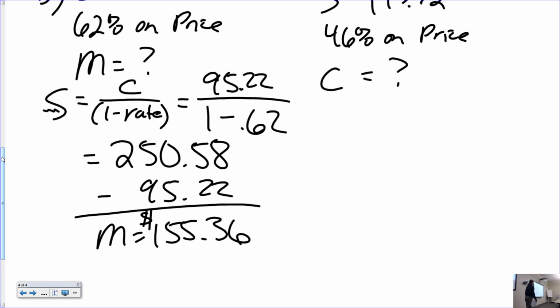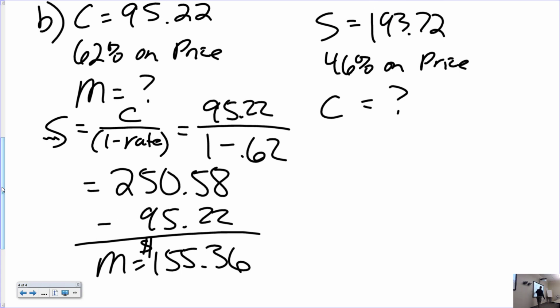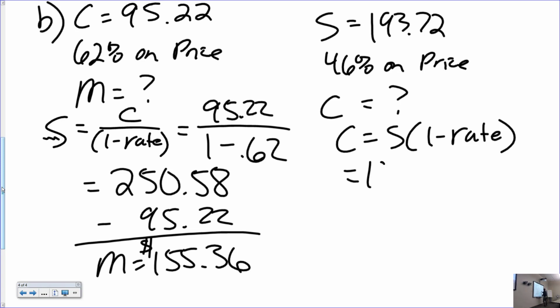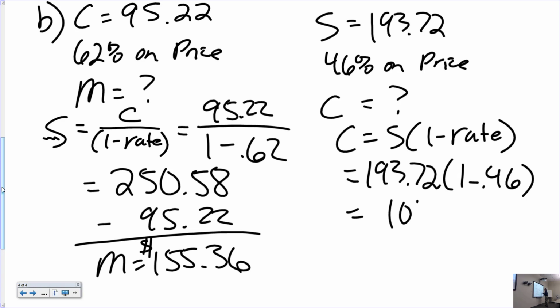So again, I always did it through the subtraction. If you wanted to, you could have taken the markup 0.62 times the selling price, $250.58. That would actually round it correctly that time. And then over on the other side, if you had the easy question this time, when you're given the selling price and asking for the cost when you mark up by price, there's your formula. So you can just punch in 193.72 times 1 minus 0.46 to get your cost of $104.61.